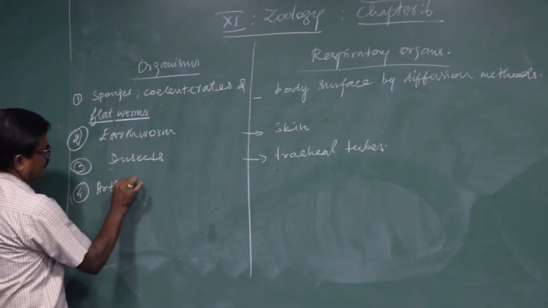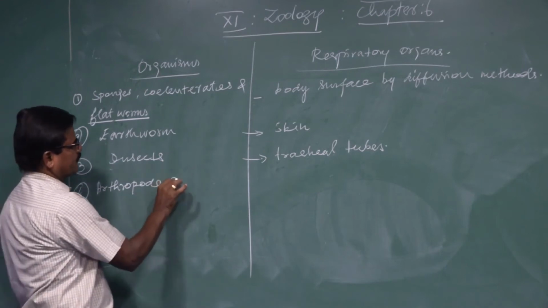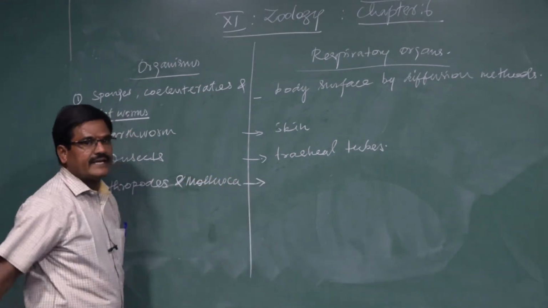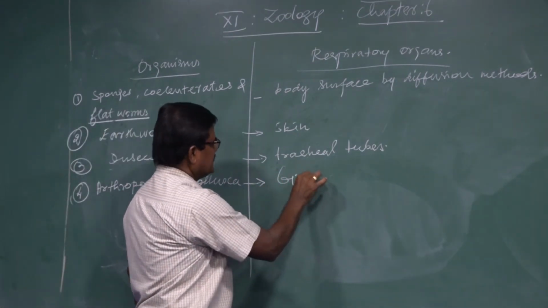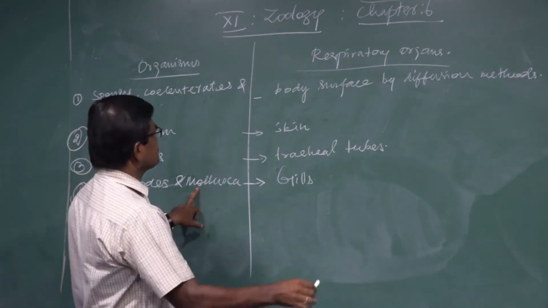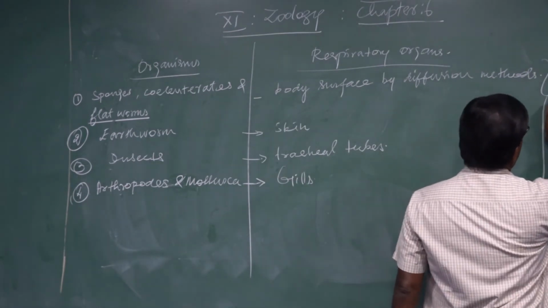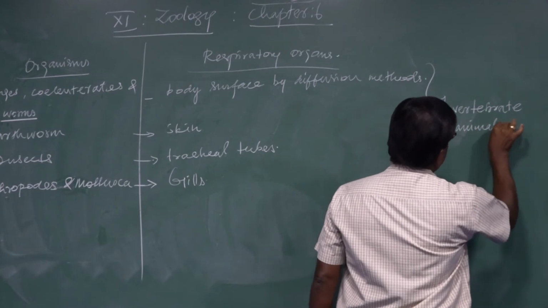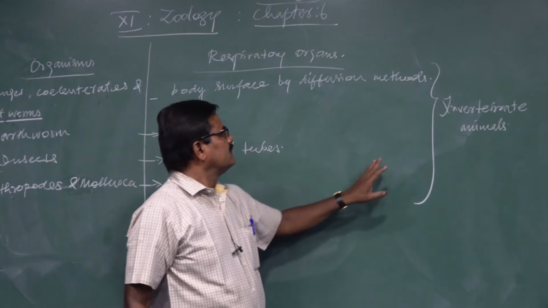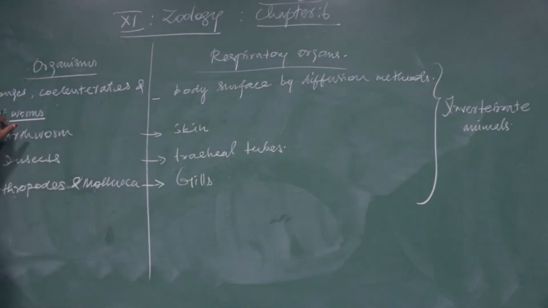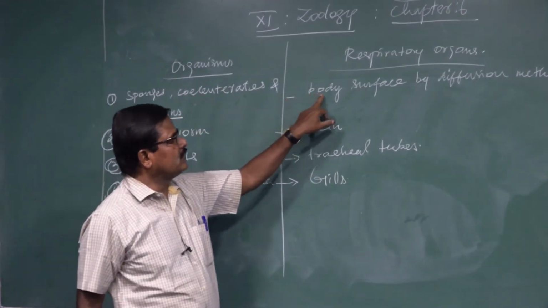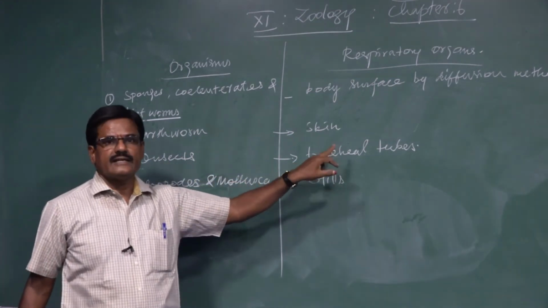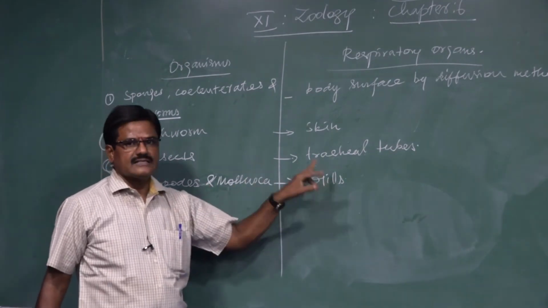Arthropods and mollusks: the respiratory organ is gills. With the help of the gills, arthropods and mollusks can respire. These are invertebrate animals. What is meant by invertebrate animals? The animals without backbone are called invertebrate animals. So, sponges, coelenterates and flatworms: respiratory organ is body surface by diffusion. Earthworms: skin. Insects: tracheal tube. Arthropods and mollusks: gills.